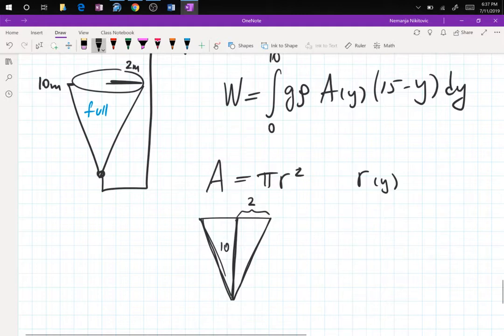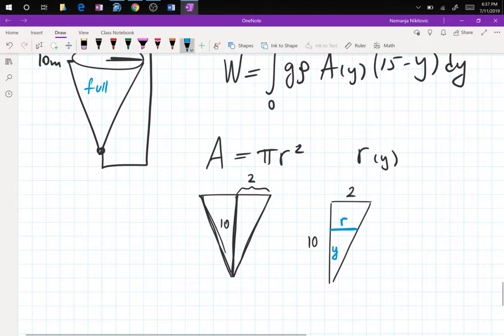You realize that you can just work on one of these triangles, so you can isolate this one triangle on the side, put the 10 and put the 2. Now you understand that you can put an arbitrary water level somewhere that will have unknown radius r, that depends on the unknown height y. So that's a snapshot in time.